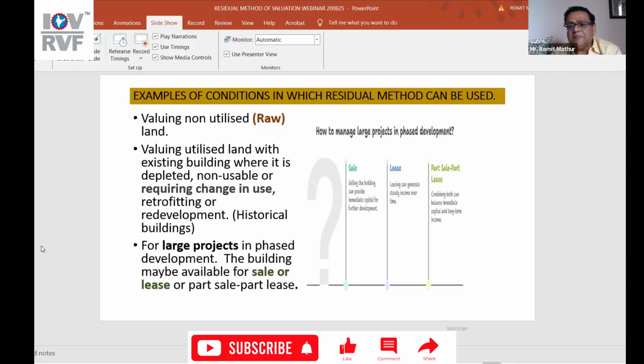So, for example, let us say a property like Red Fort. Can you do a land value of the Red Fort? No, it's not possible. But you can use this method to know how to redevelop Red Fort, what all can be done, and what the financial component in the redevelopment process can be. For a large project in phased development, the building may be for sale, lease, or part sale, part lease. When you do part sale and part lease, again, this method can help you determine what percentage you should sell and what percentage you should lease.